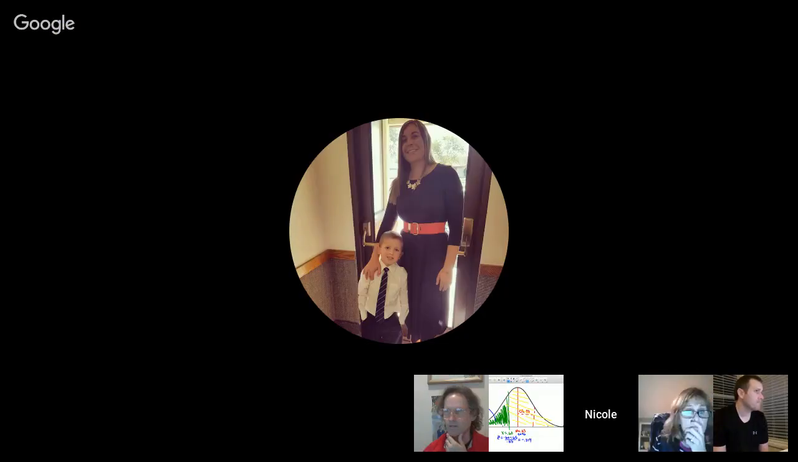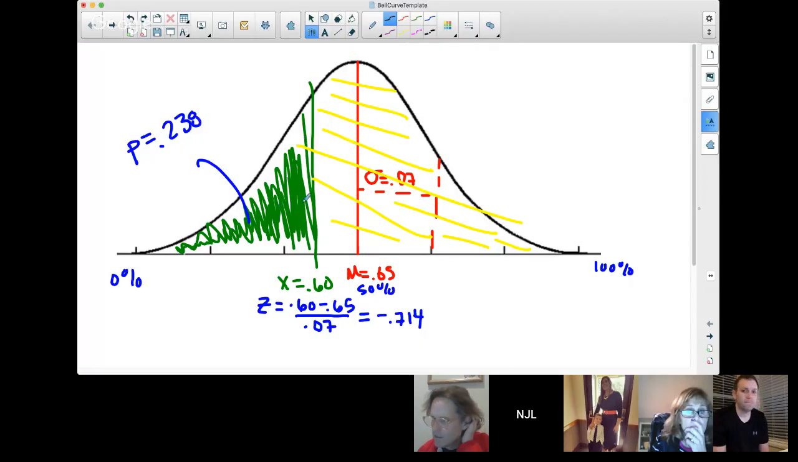So 0.7. Or you can look at it as the complement rule. This whole thing has to be 1. You know this is 0.238, so you know this is going to be 1 minus 0.238. Okay. Another way to look at it.